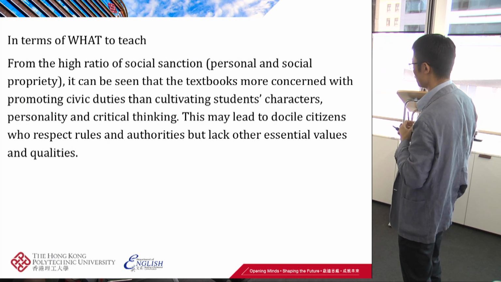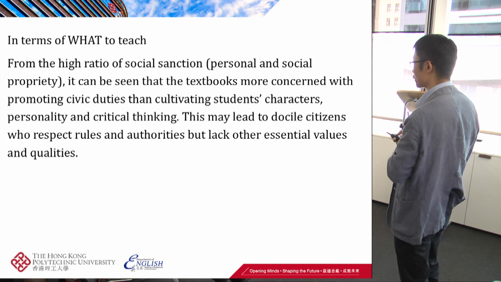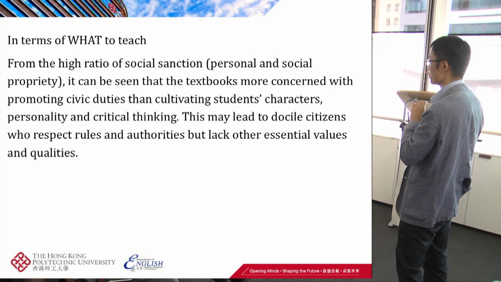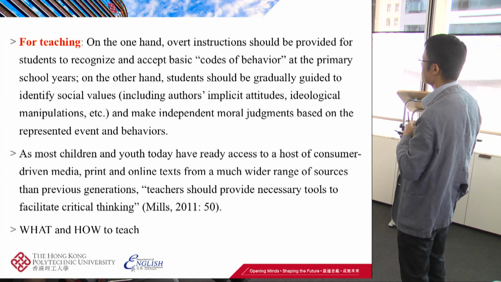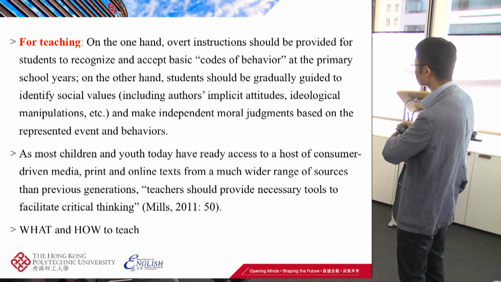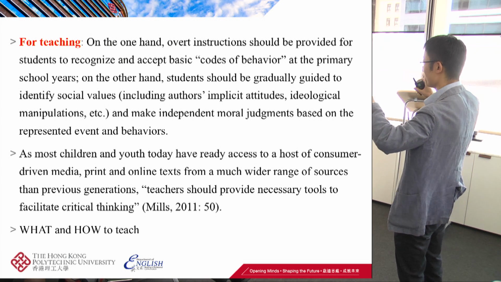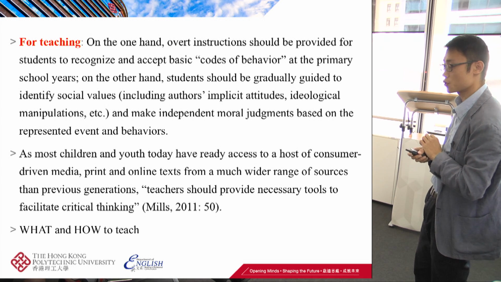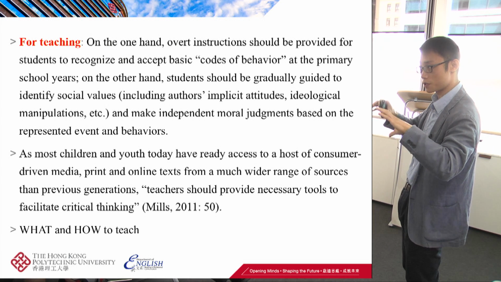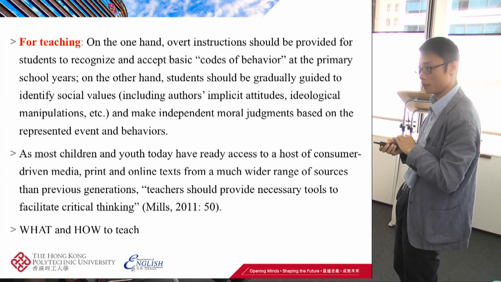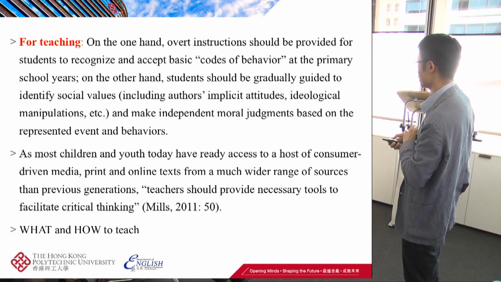Many people are concerned with these docile citizens who respect rules and authorities but lack other essential values and qualities as a modern citizen. Okay, and for classroom teaching, well, yes, we talk about these two aspects. First, overt instruction should be provided for students to recognize and accept these basic codes of behavior, some universal codes of behavior, like what I mentioned, litter and shouting, things like that.